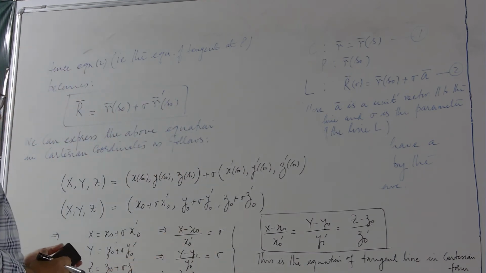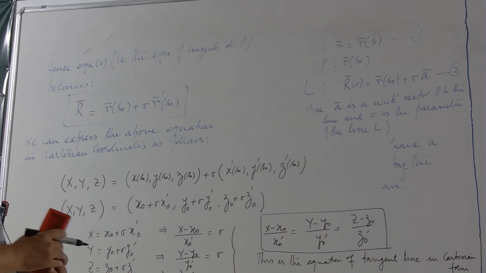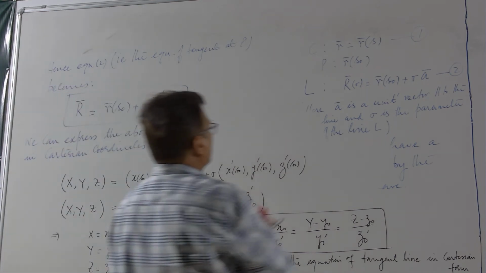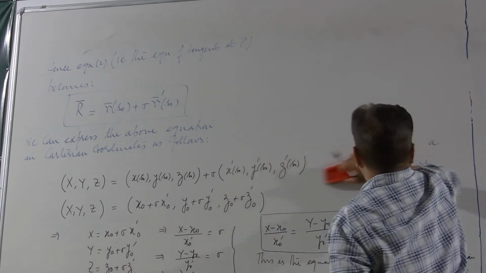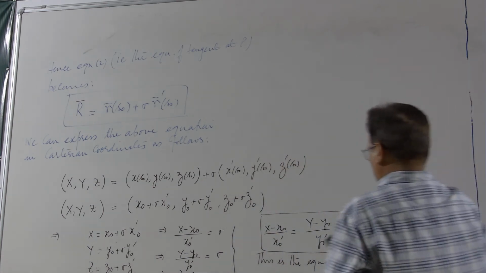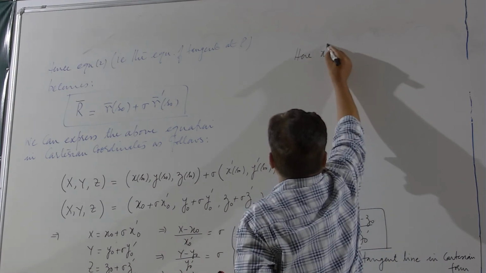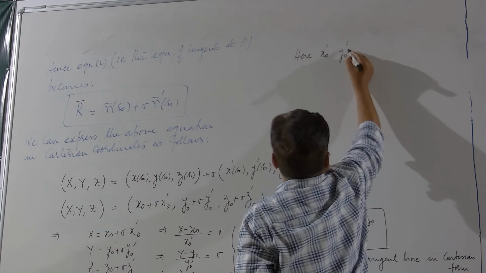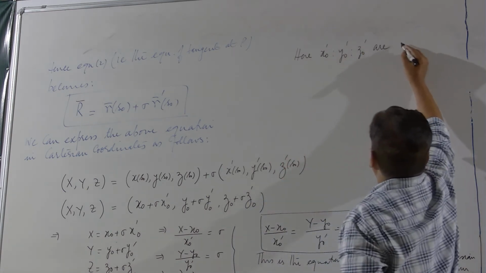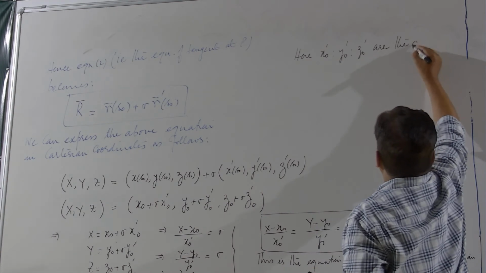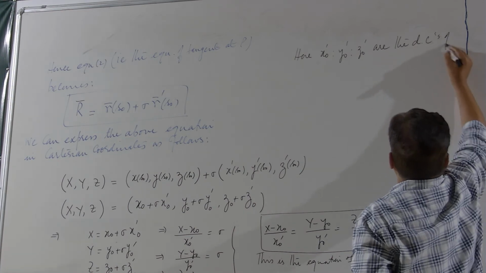Here x 0 dash, y 0 dash and z 0 dash are the direction cosines of the tangent line. This fact I can write down here. Here x 0 dash, y 0 dash, z 0 dash are the direction cosines, the DCs, of the tangent line.